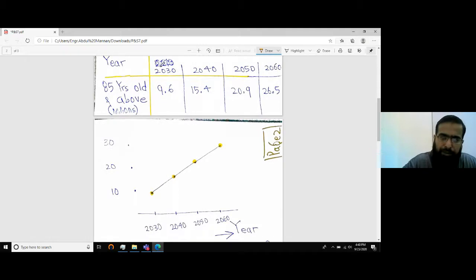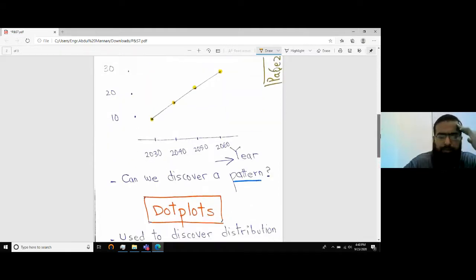We'll plot the experimental units on the x-axis and the values of the variable on the y-axis. So here we have only one variable versus these experimental units. Experimental units are 2030, 2040, 2050 and 2060, and these are the values of the variable. We plot values of the variable on the y-axis, and we see that in this case it is a linear trend. Mainly this type of graph is used to discover patterns or trends in data.